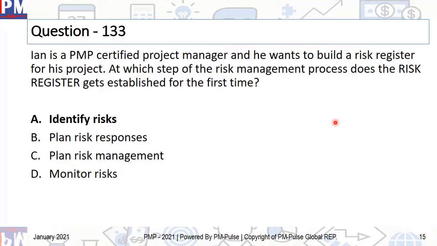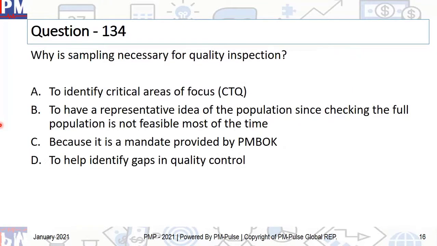Yes, the risk register is an output of other processes of risk management as well, in the form of document updates. But the first time it becomes an output of a process, it is identify risks, and therefore among the options provided, this is the correct option. All right, let's move on to question number 134.